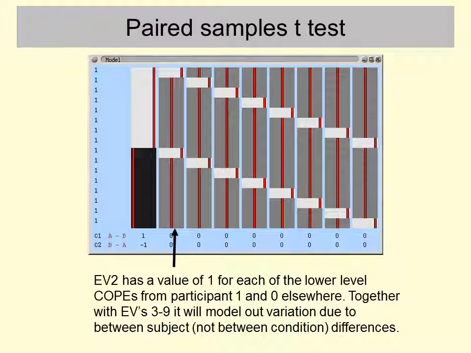And therefore, these explanatory variables on the right hand side, each of them will model out any variation in overall image intensity due to between subject differences. So if it were to happen that participant 1 here happened to generally have much higher image intensity values than all the other participants, you'd get a large positive parameter estimate there.